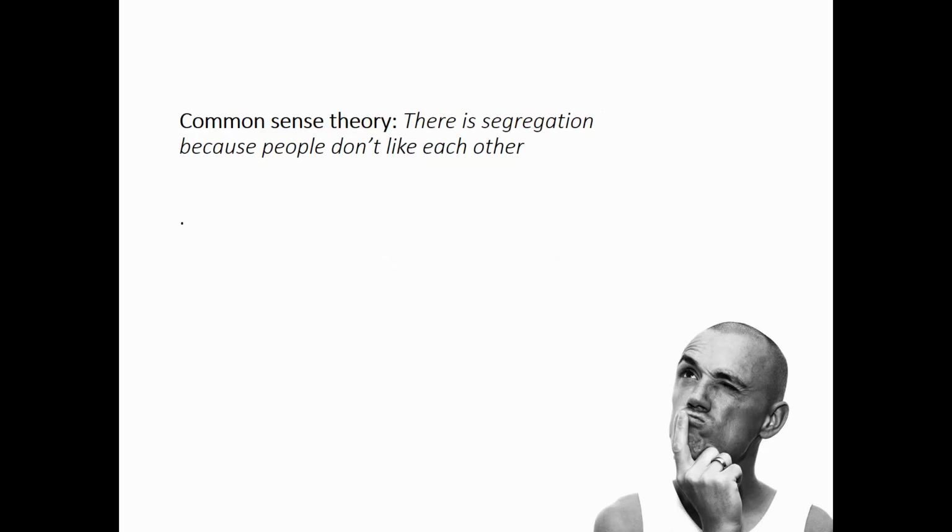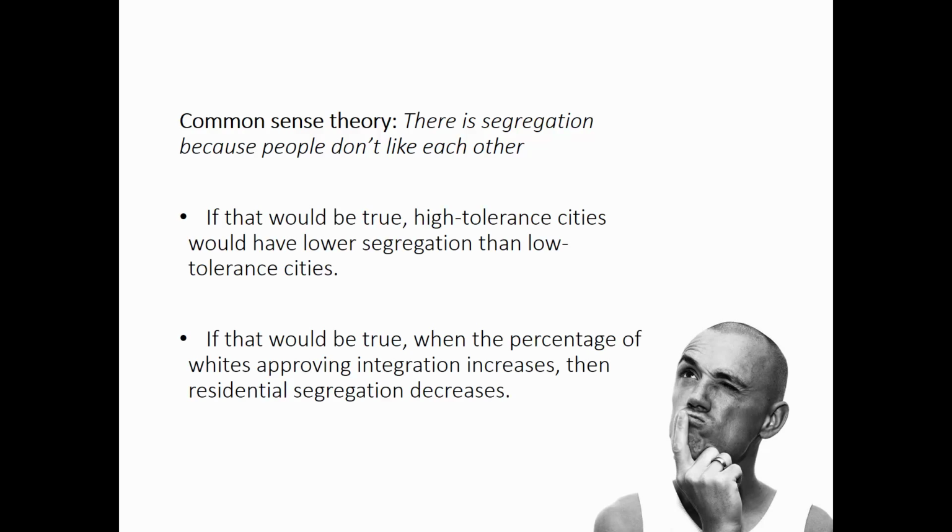And when we think about this common sense theory, if it is true that there is segregation because people don't like each other, what else should be true? Well, then we can say that in places with higher tolerance, where people are less discriminating in their behaviors towards others, and don't have a problem being surrounded by people of another race or another ethnic group, there should be less segregation.